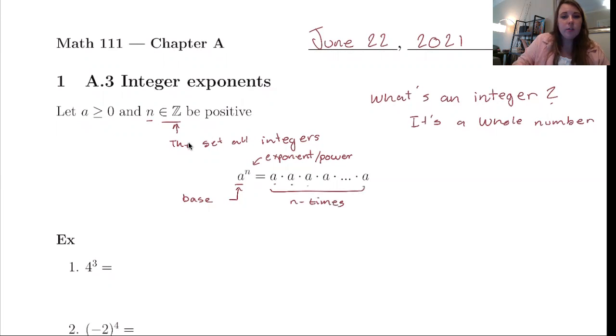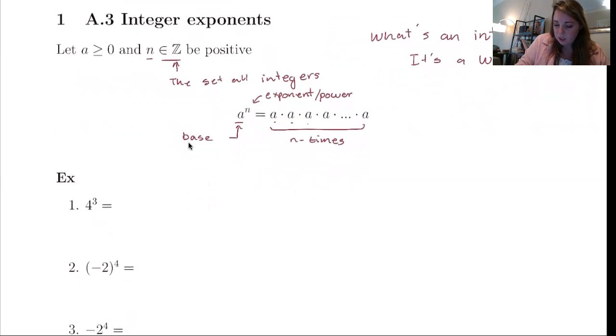Okay, so if I'm talking about 4 raised to the power 3, that means 4 times 4 times 4, right? And then that'll be 16 times 4, and then that'll be 64.